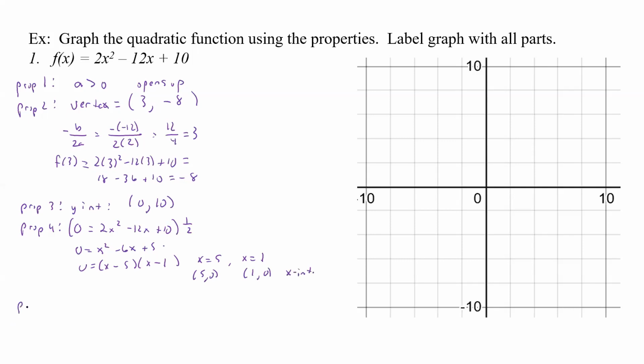And then our final property, number 5, is the axis of symmetry. And that's just x equals, and that's part of our vertex, which is equal to 3. Okay.